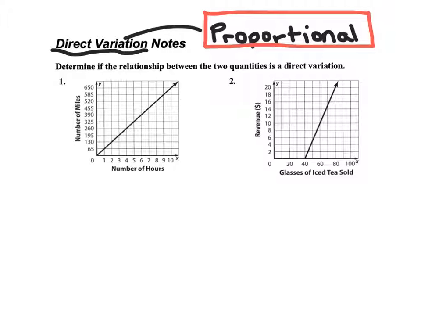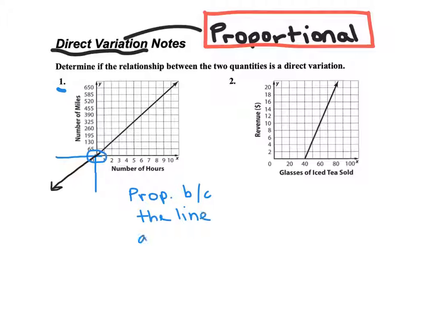So in example 1, my line is a straight line and it goes through the origin, and the origin is the coordinate 0, 0. So if I were to continue out this graph and continue my line in the opposite direction, it is going to go straight through the origin 0, 0. So for example 1, this is proportional, because the line goes through the origin.